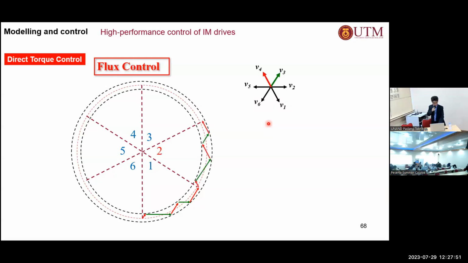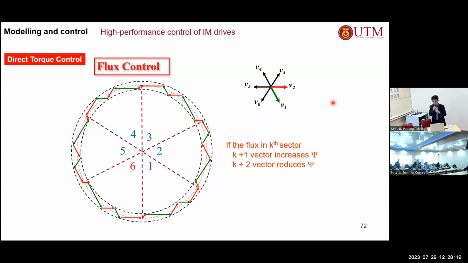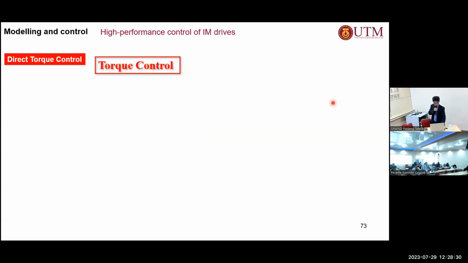Now I'm using V3 and V4. If I'm in sector 3, then I'm using V4 and V5. If I'm in sector 4, then I'm using V5 and V6 and so on, right? If I'm in sector 5 or sector 6, then I'm using V1 and V2, go back to this. So which means that in general, if you are in the K sector, then you use the K plus 1 vector and the K plus 2 vector to increase and decrease the flux respectively, right? So that is how you control the flux.